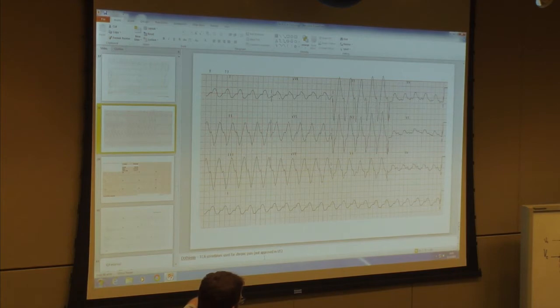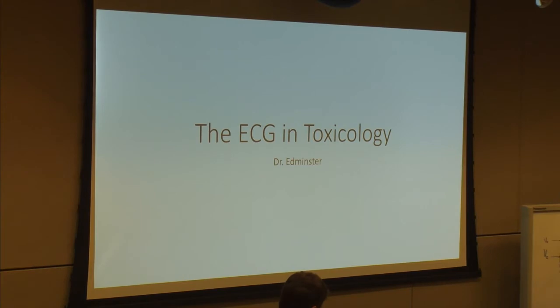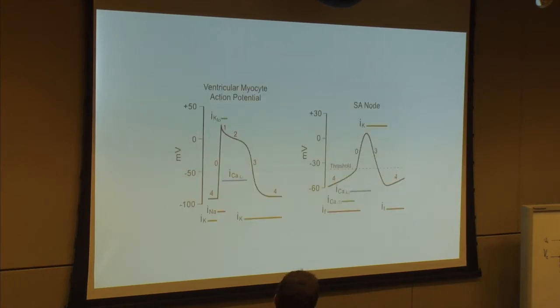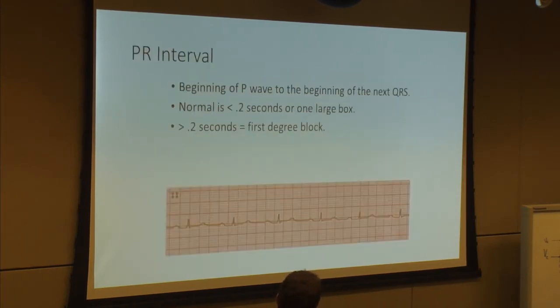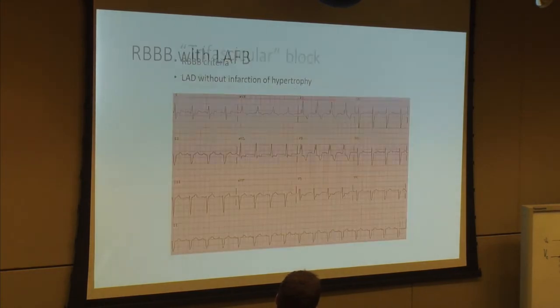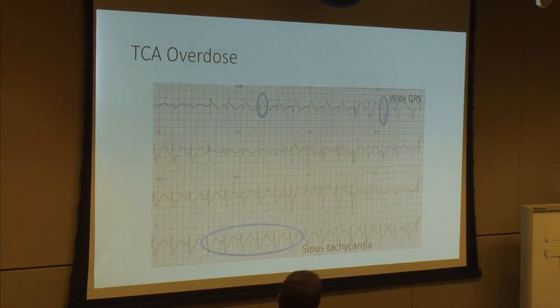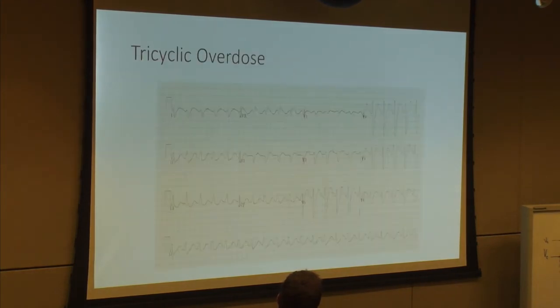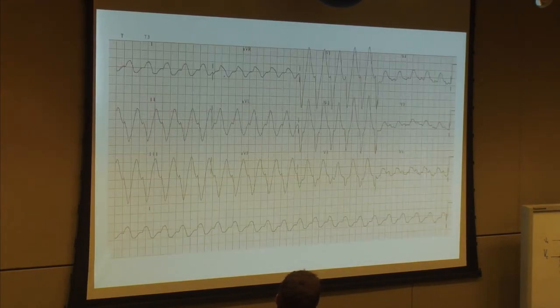Here's another tricyclic. It's not used in the United States. It's mostly used in Europe, but it's a good example of bizarre wide. I look at it, I say, what the hell is that? Is that VTAC? Well, what's the rate of this? Let me find a good one. 300, 150, 100. So I'm still down like 130 wide complex, slow VTAC.